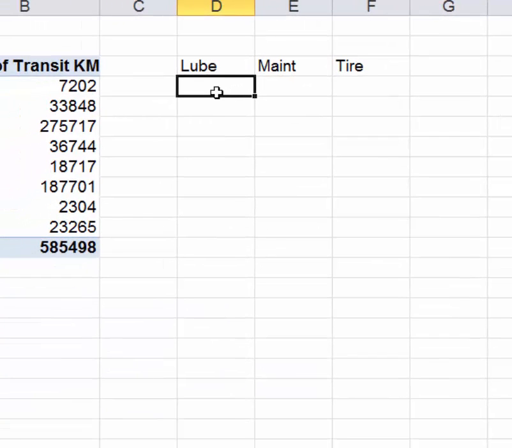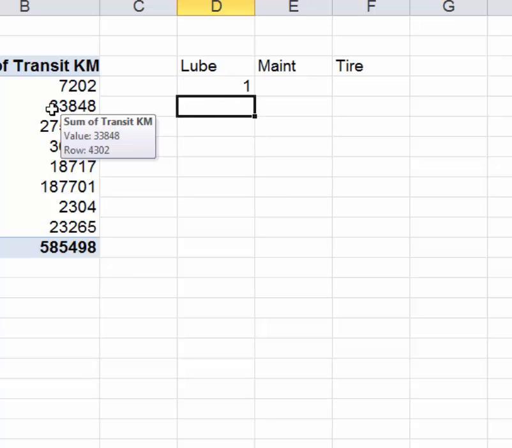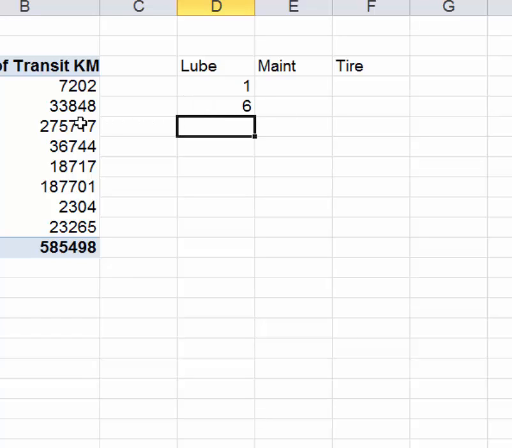So the first thing is you get a lube or oil change every 5,000 kilometers. Now you could do this manually by asking, how many times did this truck travel 5,000 kilometers? Well, this was once. So you type in a 1, right? Because it didn't go to 10,000. This one goes up to 30,000. So 30,000 divided by 5 would be 6. This one is 275,000. Now it gets a little bit more. You have to do more math in your head and so on.